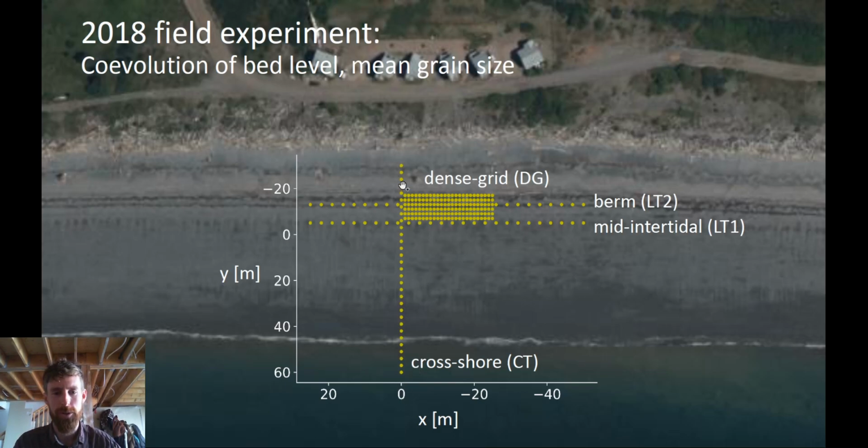We had one cross-shore transect, two of these long-shore transects, which I've labeled berm and mid-intertidal. And I'll talk more about that in a minute. And then this dense grid of points in the middle. So these two longshore transects, berm and mid-intertidal, most of the data I'll show in the coming slides come from these transects, so take note of those.